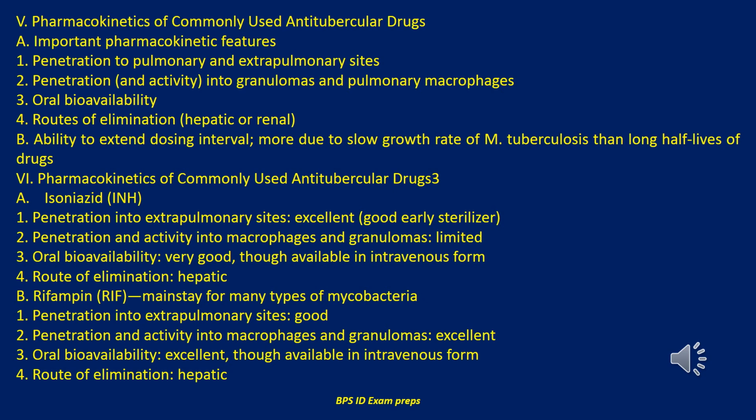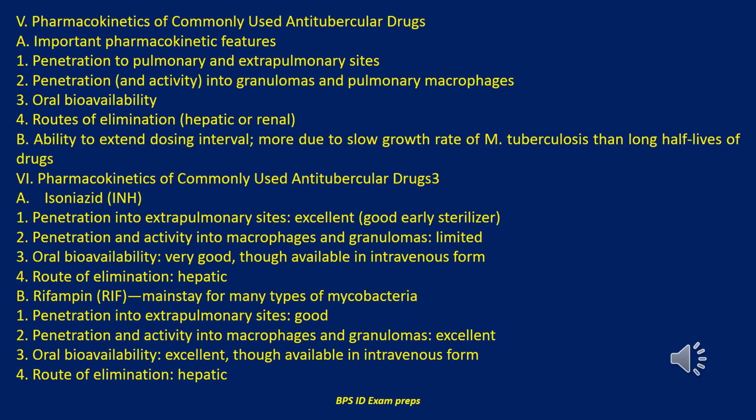Let's now look at pharmacokinetics of commonly used antitubercular drugs. We will begin with important pharmacokinetic features. They include: 1. Penetration to pulmonary and extrapulmonary sites. 2. Penetration and activity into granulomas and pulmonary macrophages. 3. Oral bioavailability, and 4. Routes of elimination, hepatic or renal. The ability to extend dosing interval is more due to slow growth rate of Mycobacterium tuberculosis than long half-lives of drugs.